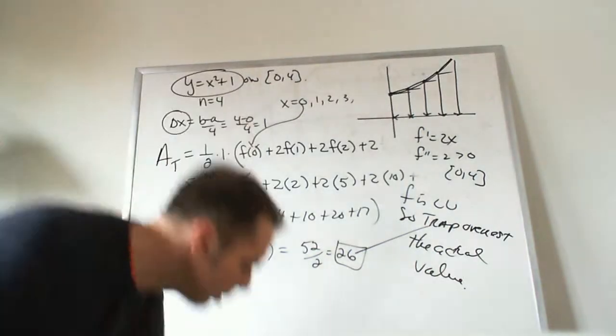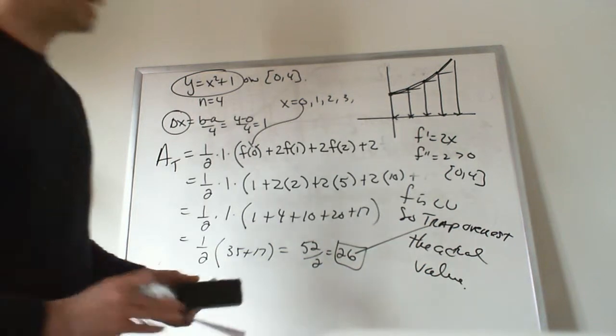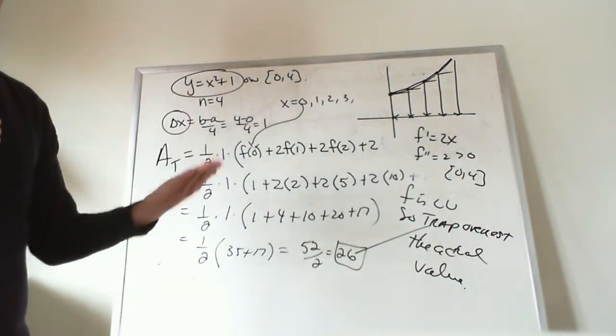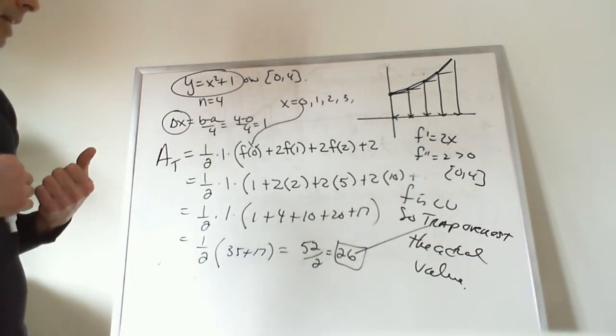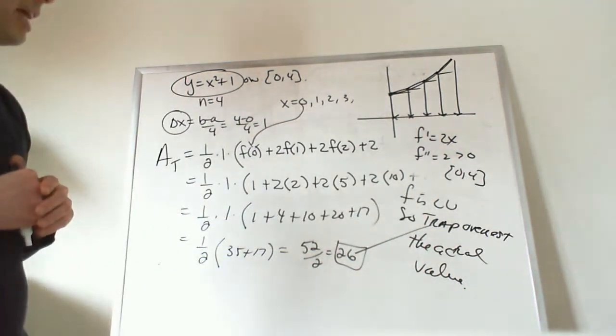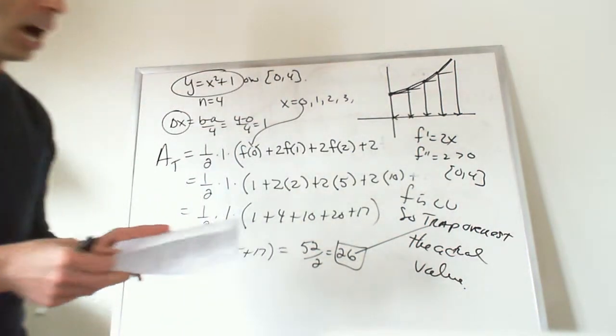So what I try and tell students how you can remember this is trapezoidal is up and over. If it's concave up, the estimation will be over the actual value. Because remember the actual value was 25 and 1/3. If it's concave down, then it will be down and under.